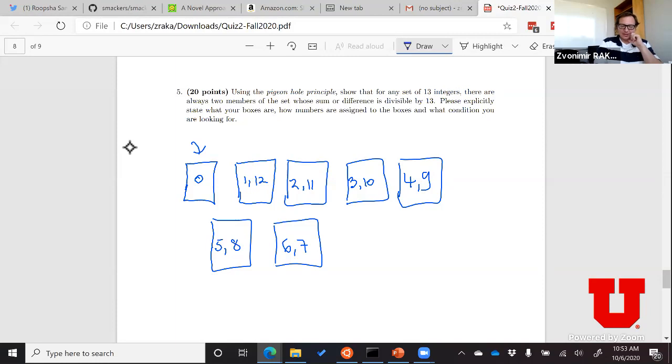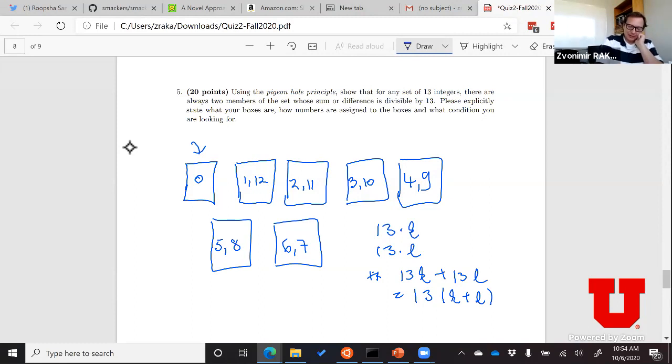I'm going to go quickly through this, just sketch it. One of them is 13 times k, the other one is 13 times l. When you add them together, you get 13k plus 13l, and that's 13 times (k plus l), and so on. And so it's divisible by 13. So that's the first box.